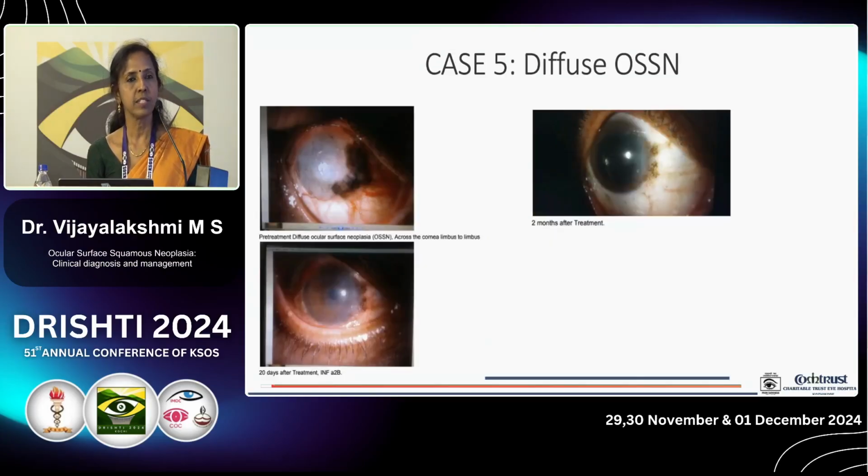Again, diffuse OSSN: if we go for surgery, this can result, as I said earlier, in limbal stem cell deficiency, a large area of conjunctival scarification, and it can result in symblepharon and scarring also. And this patient responded to interferon, and that's 2 months after treatment.